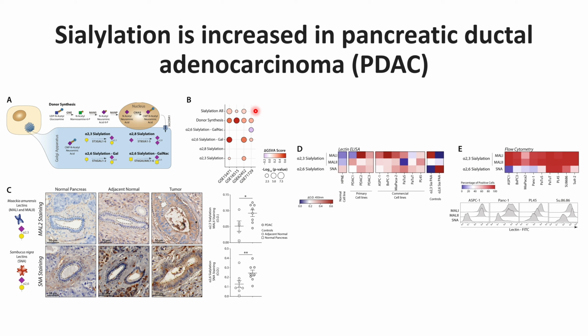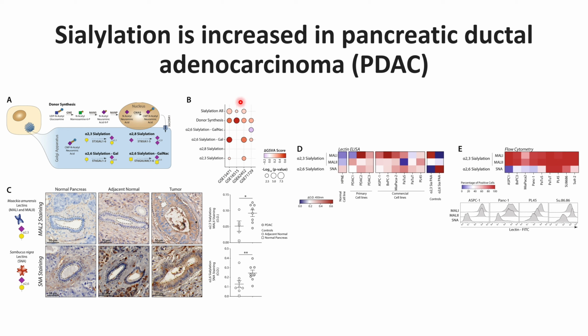Panel B discusses different patient samples with pancreatic cancers, to see whether these patients have different kinds of sialylation present or not. We can see that all of the patients have the donor synthesis present. Also, alpha 2,3 sialic acids and alpha 2,6 sialic acids are present in some of the patients, and all sialylations are present in most of the patients affected with PDAC.